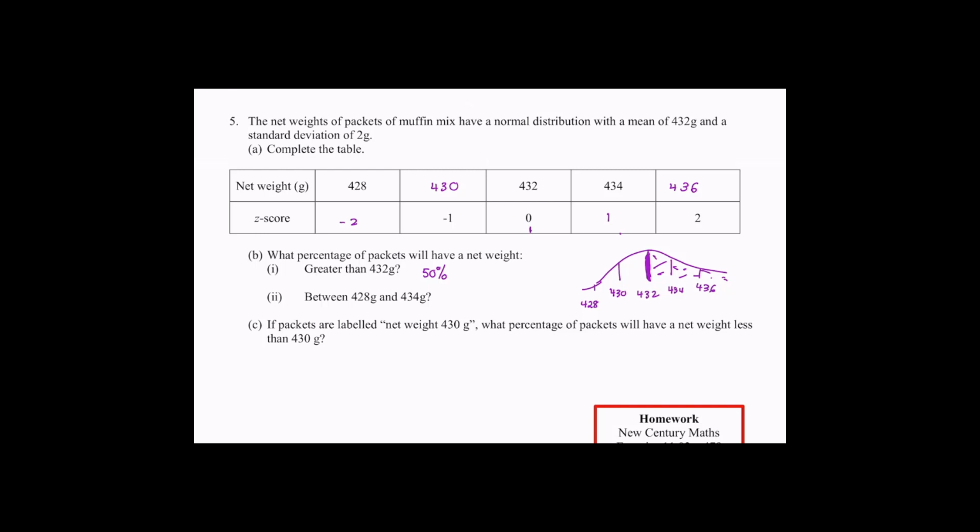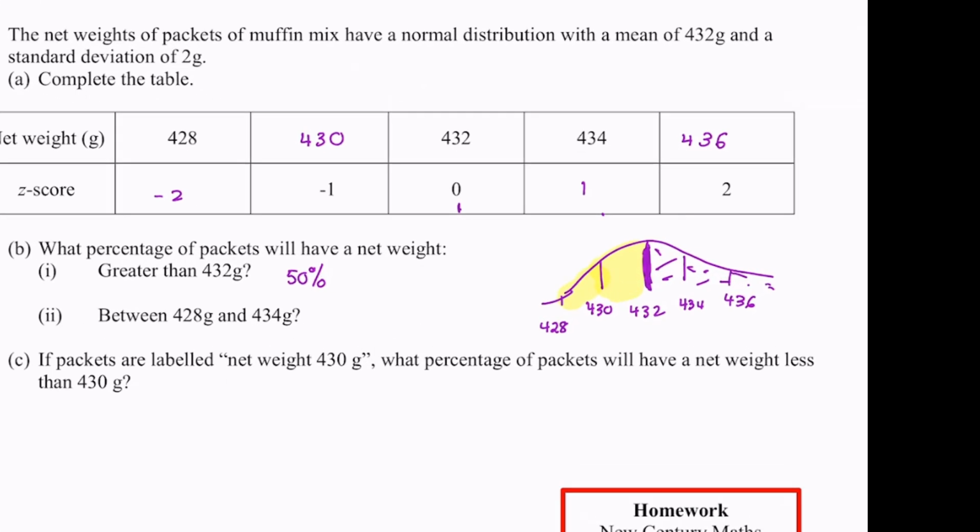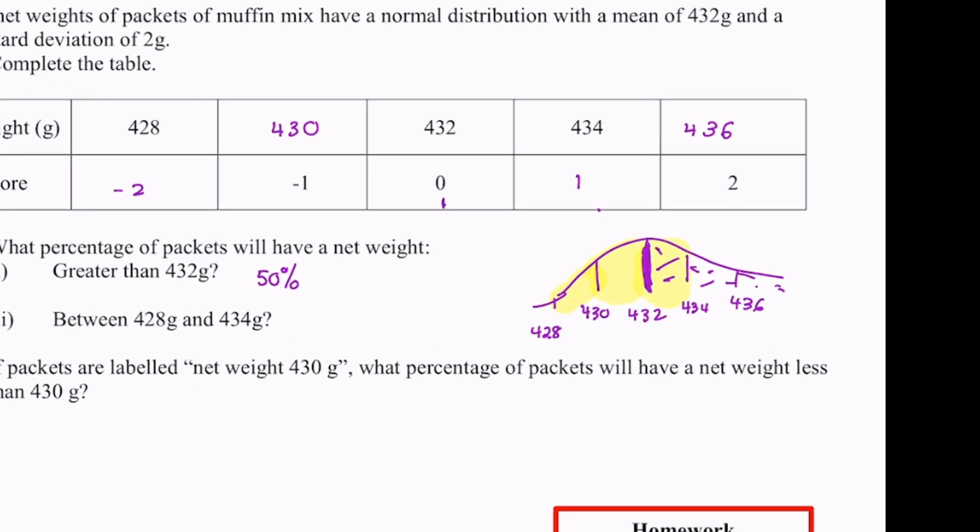For part B, between 428 and 434, well, that's this part in here, this part here, and this part here. So we know from our work yesterday, we've got 34% and another 34% to these two parts here, and a 13.5%. And what that gives me all up is 81.5%.